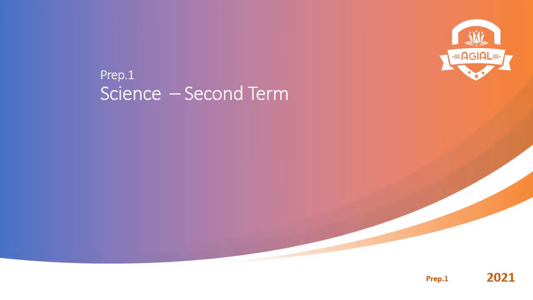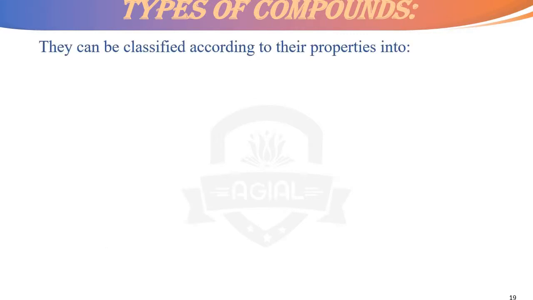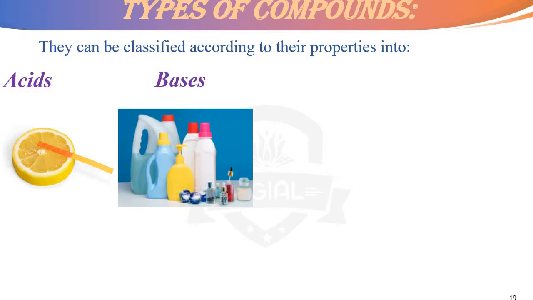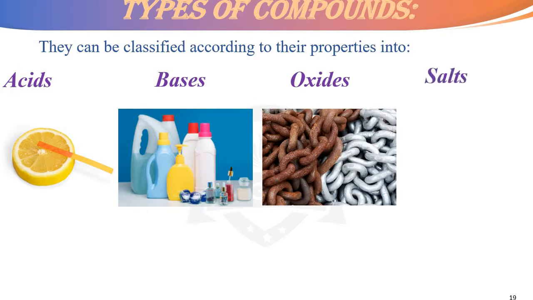Today we are going to talk about the types of compounds. In nature, there is a countless number of existing compounds, so they can be classified according to their properties into acids, bases, and they are also called alkali, oxides, and salts.